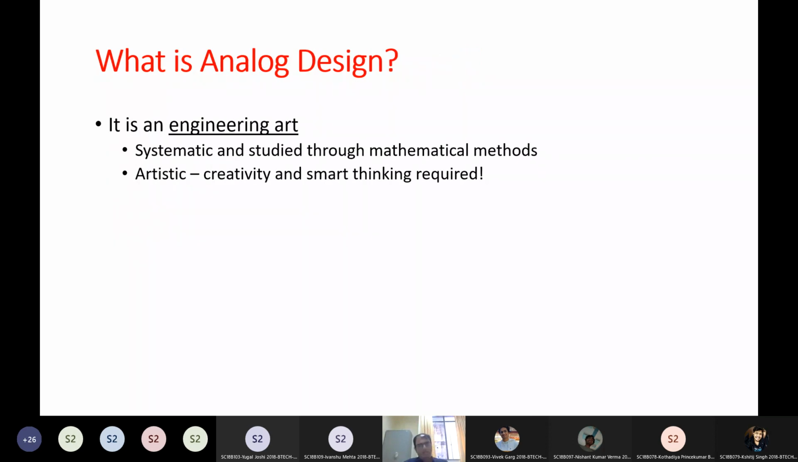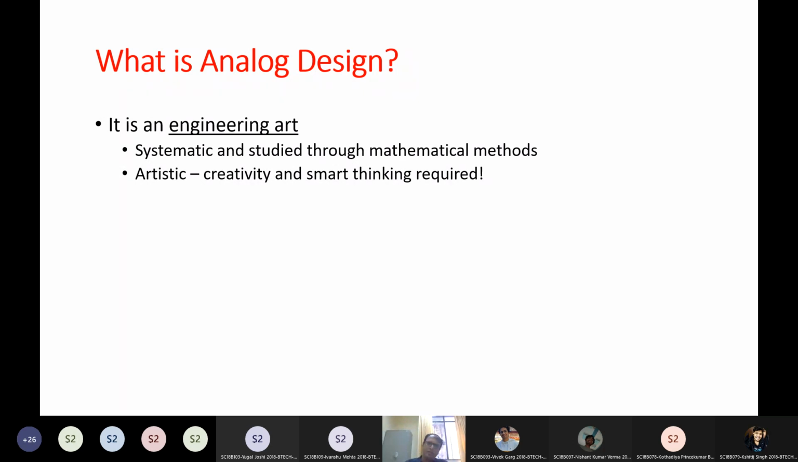Now, what is analog design? Analog design is not, I would say, a purely scientific engineering thing. I would call it an engineering art. There is a systematic way of designing, right? You do have some mathematical models. You model certain things in a certain way. You use certain approximations and you come up with a design, but it also has an artistic component to it.